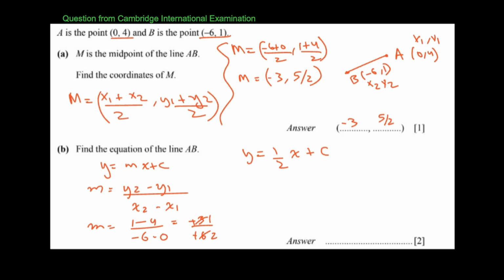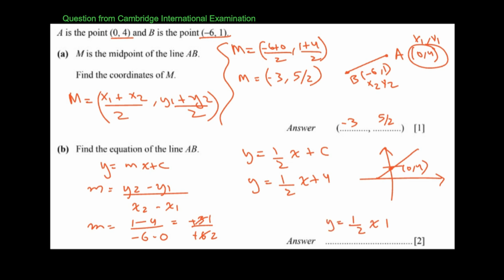Now you know that the line passes through 0, 4. That means x coordinate is 0 and y coordinate is 4. So this point is 0, 4. So the y-intercept is clearly 4. Remember that y-intercept is the y value where the line intersects the y-axis. Or you can say y-intercept is the y value when x equals 0. So the equation becomes y equals 1 over 2 x plus 4.